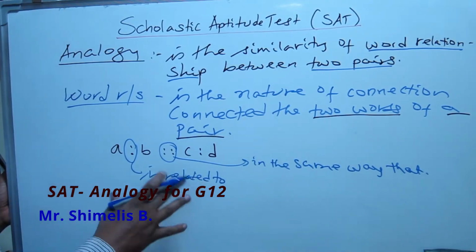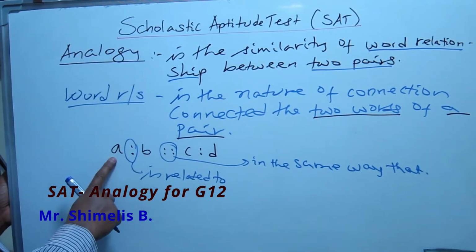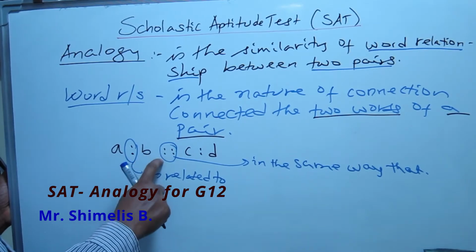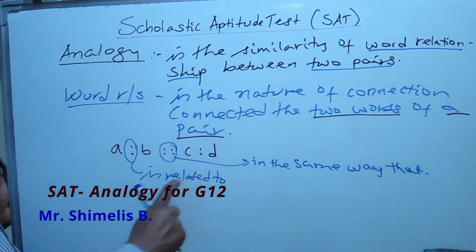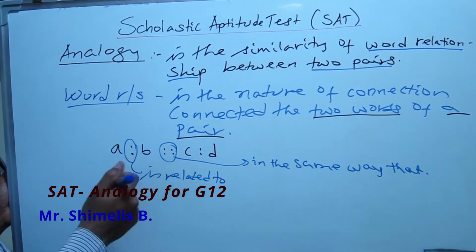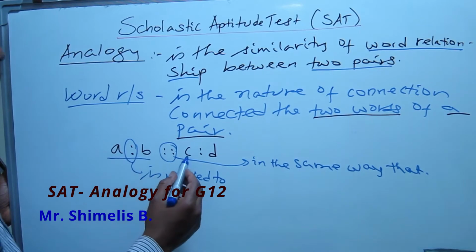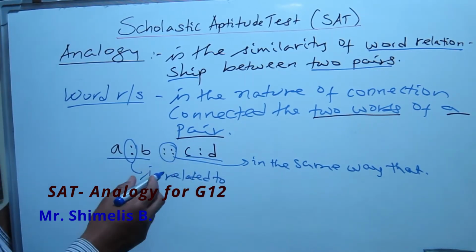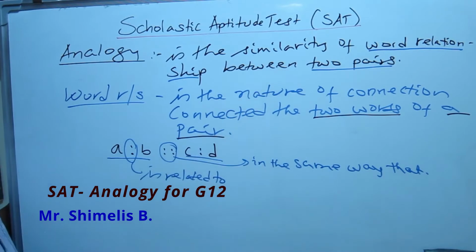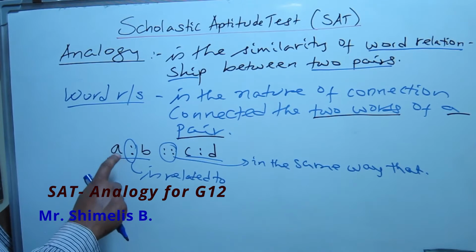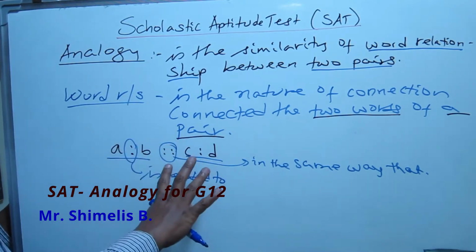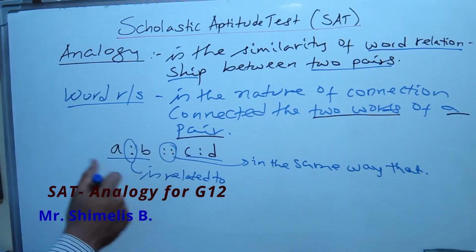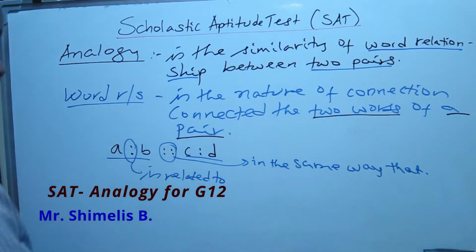So as you can see, it meets the definition. Word A is related to word B in the same way that word C is related to word D, to call these two pairs analogous. These two pairs would be analogous if they share similar or the same word relationship. So if the nature of connection that connects AB connects CD, then we say these two pairs are analogous.